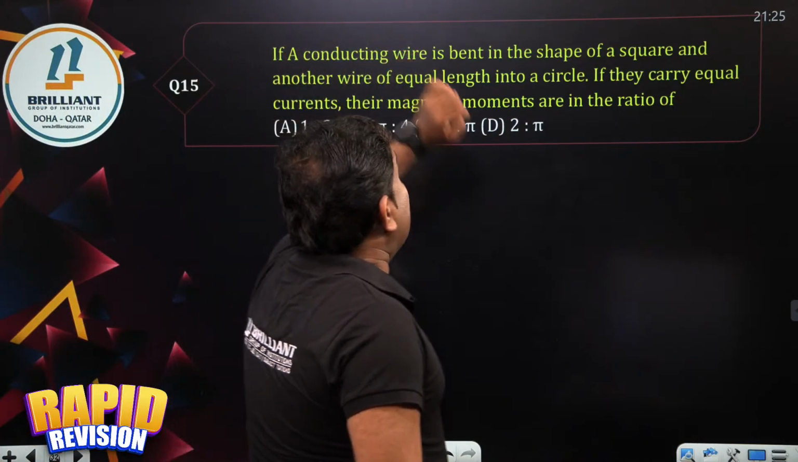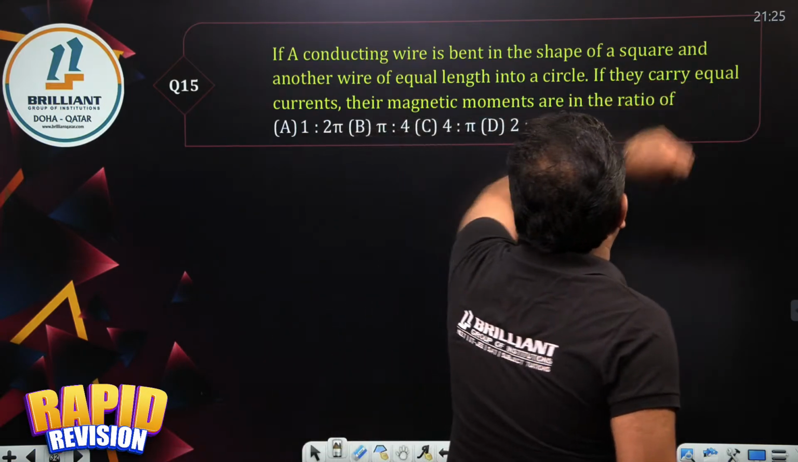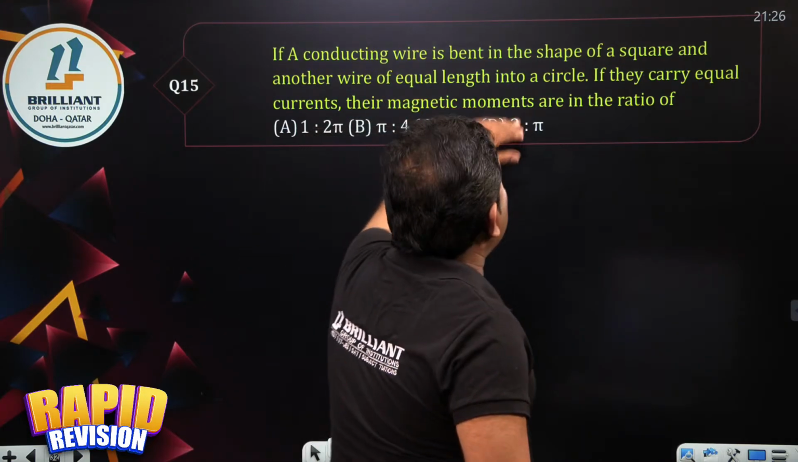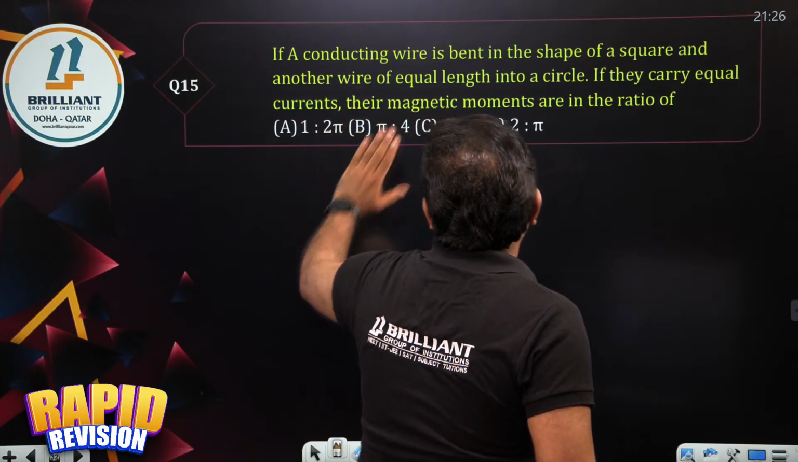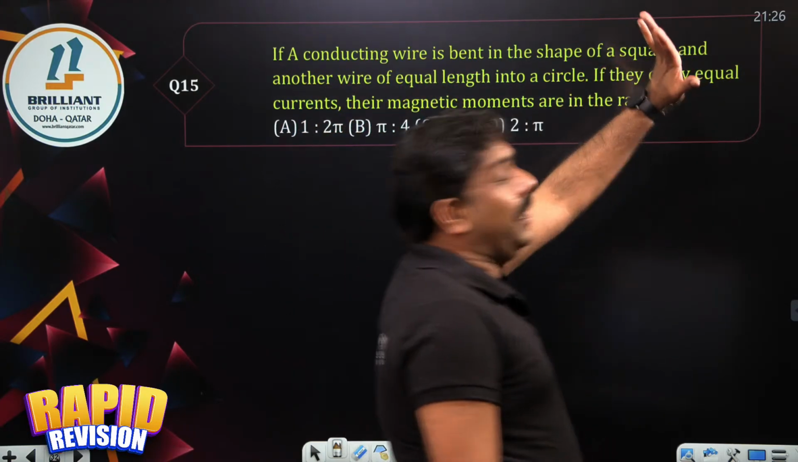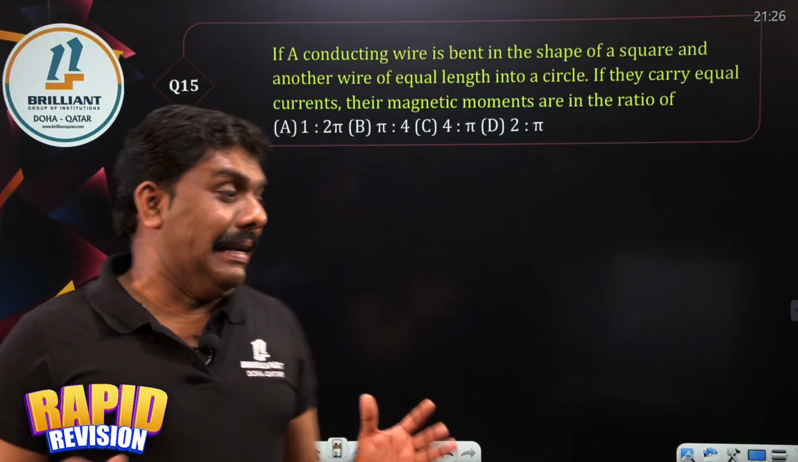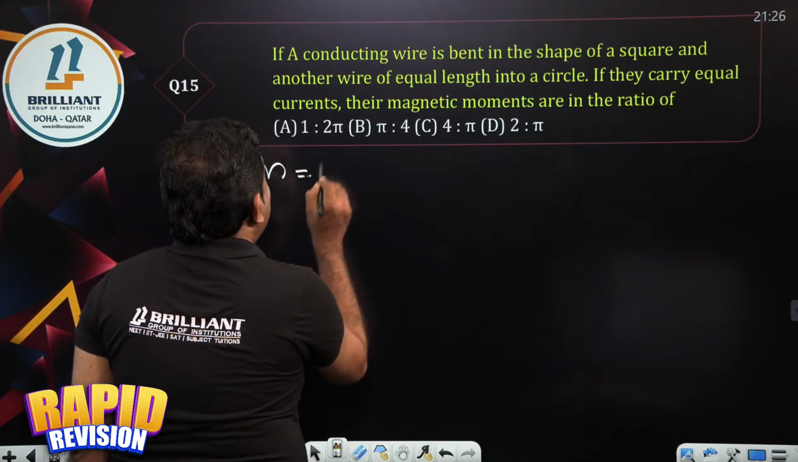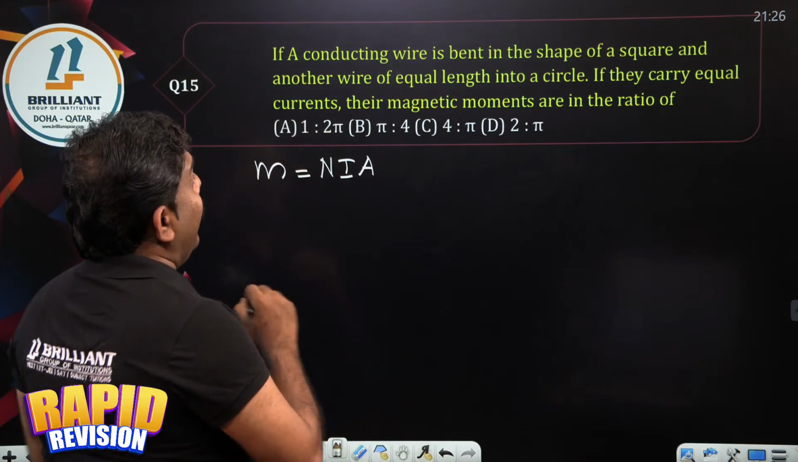If a conducting wire is bent in the shape of a square and another wire of equal length into a circle, if they carry currents, their magnetic moments are in the ratio. We are talking about magnetic moment. What is the equation for magnetic moment? Magnetic moment is NIA.